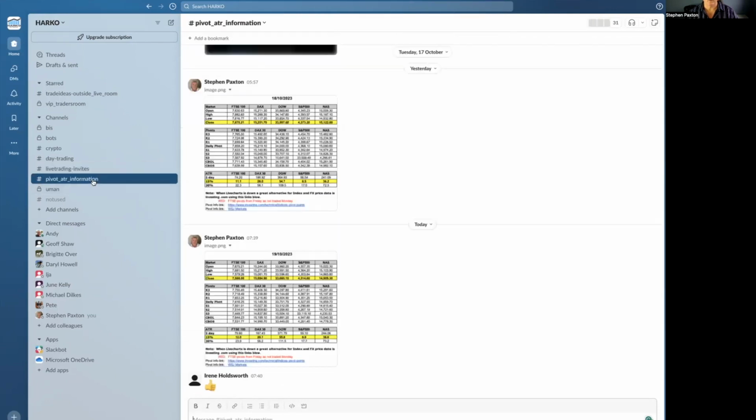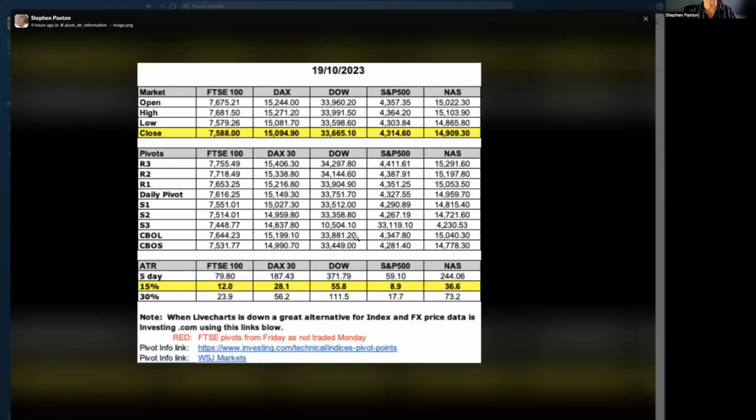I mentioned before about ATRs. I publish these every day, so it allows you, before the market opens, all the hidden pivot points, classic pivots and Camarilla pivots in the market, and it calculates all the average true range for you, so that's good as well.